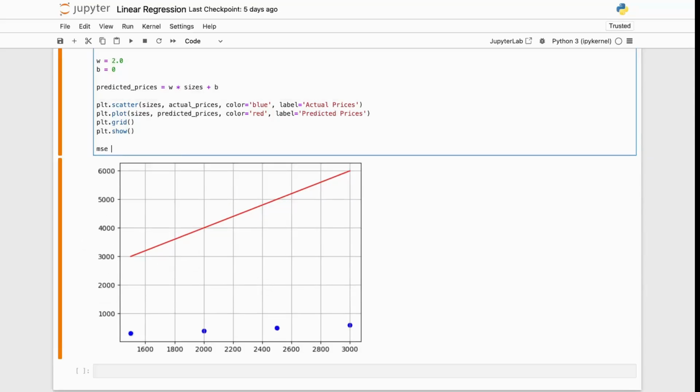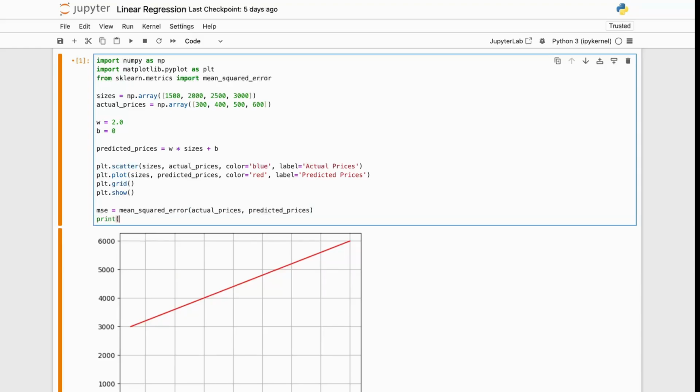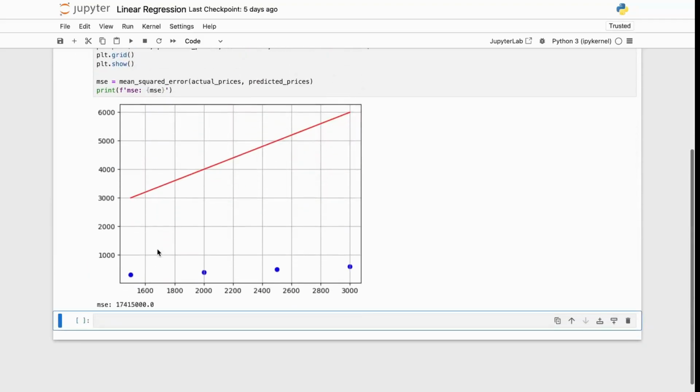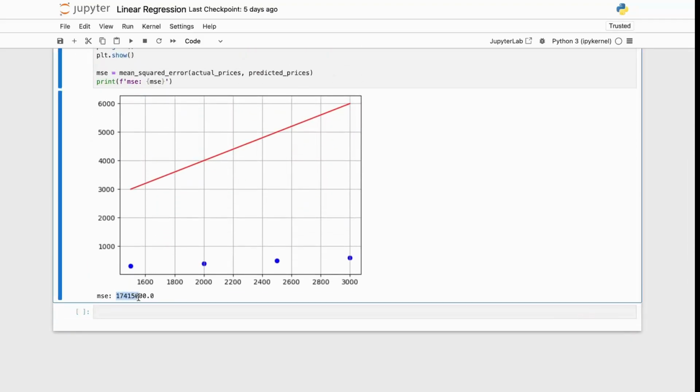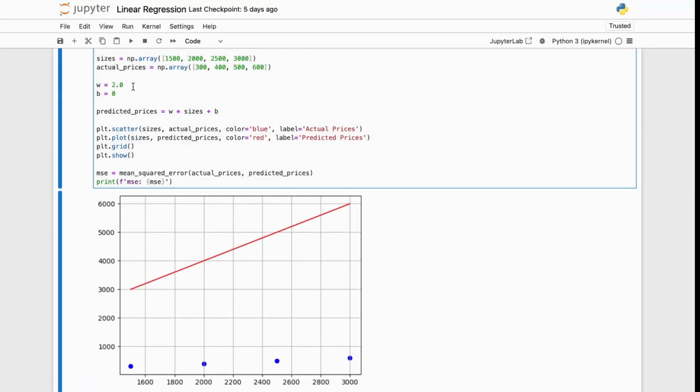Now we can observe from the graph that there is a significant difference between our model's predicted prices and the actual prices. Let's go ahead and calculate the mean squared error, MSE, to quantify this difference and see what value we get. The mean squared error function requires two key arguments to compute the error. The first argument is the actual prices, which represents the true values from our dataset. The second argument is the predicted prices, which are the values generated by our model based on the input features. By comparing these two sets of values, the mean squared error function calculates how far off our predictions are from the actual outcomes. This gives us a numerical measure of the model's performance. We observe that the MSE value is quite high, indicating significant error in our model's predictions.